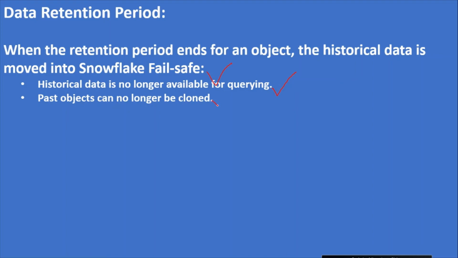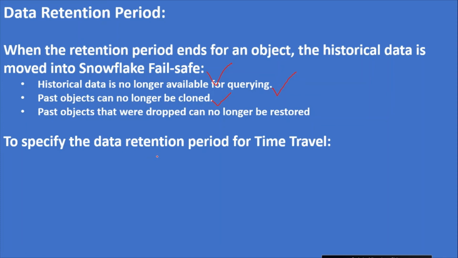You cannot clone by using the clone command. You cannot do it. Past objects that were dropped can no longer be restored. Suppose you have a table and you enable time travel as 1 day, and accidentally you drop that table 2 days back or 1 day back. Now today if you want to undrop the table, you cannot do that because the time travel period has ended.